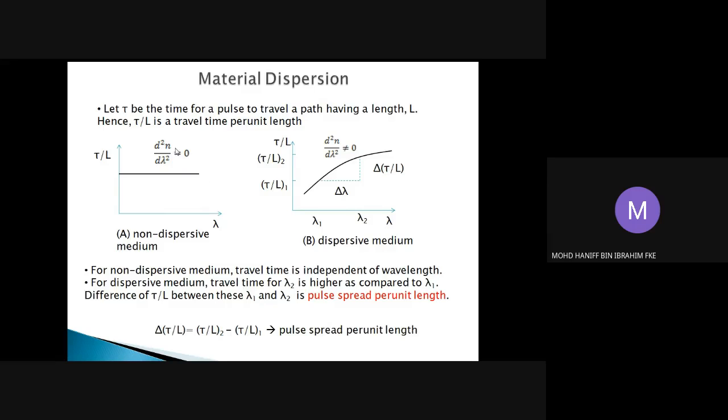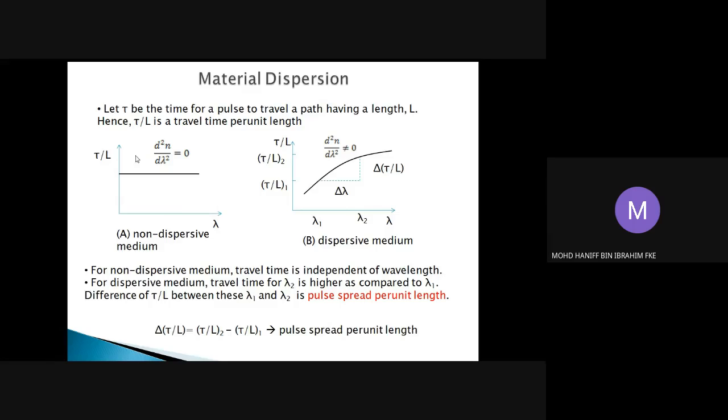When we consider a case of non-dispersive medium, non-dispersive medium means that there should be no effect on the lambda. If we have different lambda, there should be no difference in the time taken, which does not exist in the real world situation. But for the sake of discussing the modal dispersion, we have to consider it also. So for a non-dispersive medium, the travel time per unit length will be a constant for all lambda values. It does not depend on the lambda.